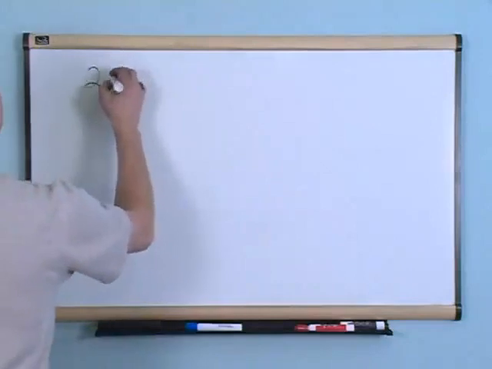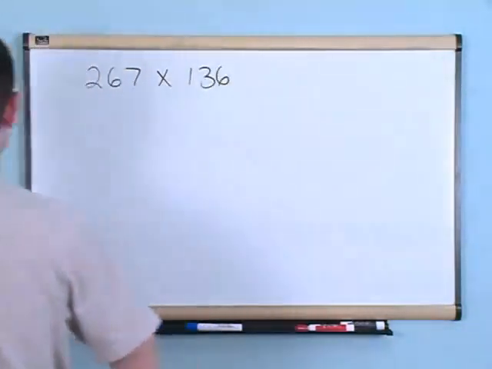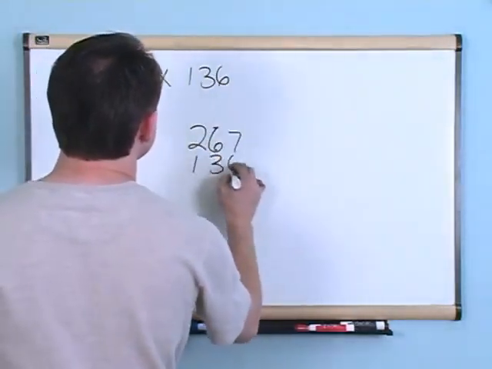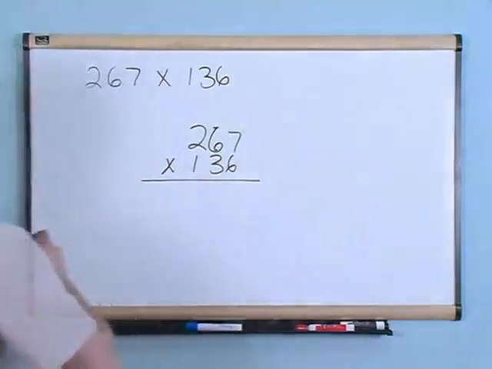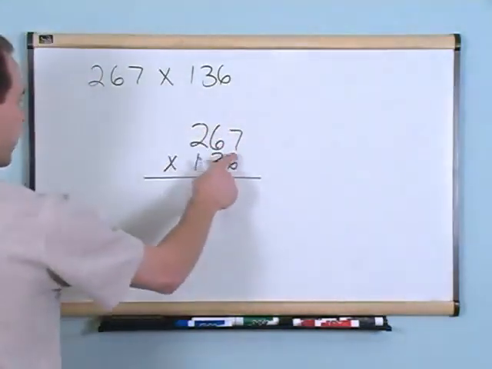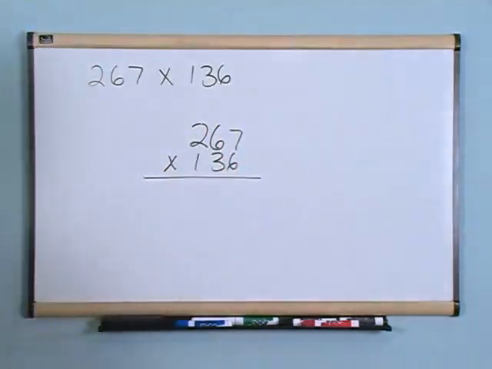Now we're going to move into a little bit more challenging problem, but really it's the same. 267 times 136. So we're going to write 267 on top, 136 on the bottom, and we're going to do this multiplication. Okay, now given a problem like this, we want to go ahead and start like we always do, and we want to start in the right-hand column and begin to multiply all these numbers by this digit here. So this times this times this, and this times this, and we'll just go from there. So let's start from there.